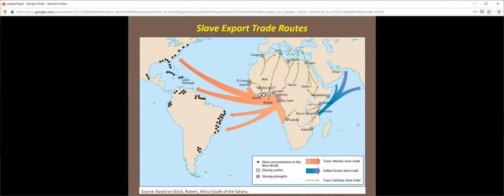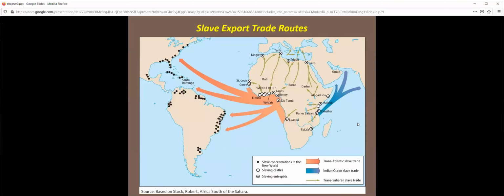Image of the slave trade that we talked about, mostly coming from that middle belt area, that crux of Africa. That's where a lot of these ports come from. A lot of these cities in this part of the world have very Eurocentric names because they were founded by Europeans to export humans from this part of the world.